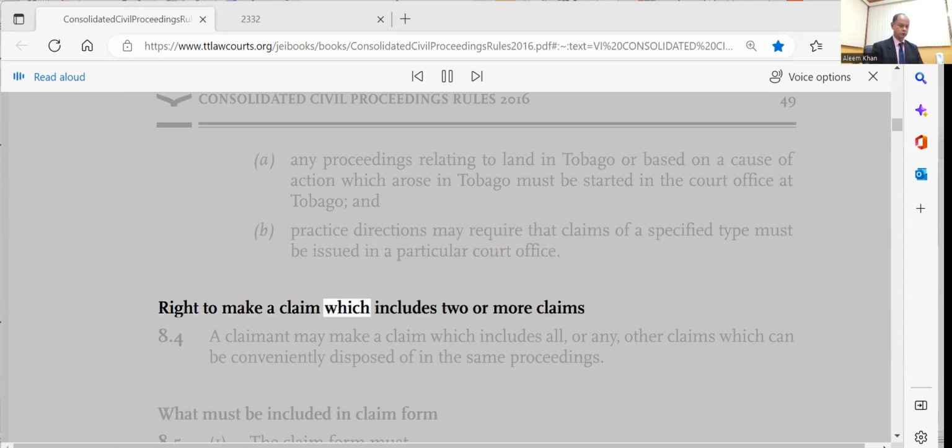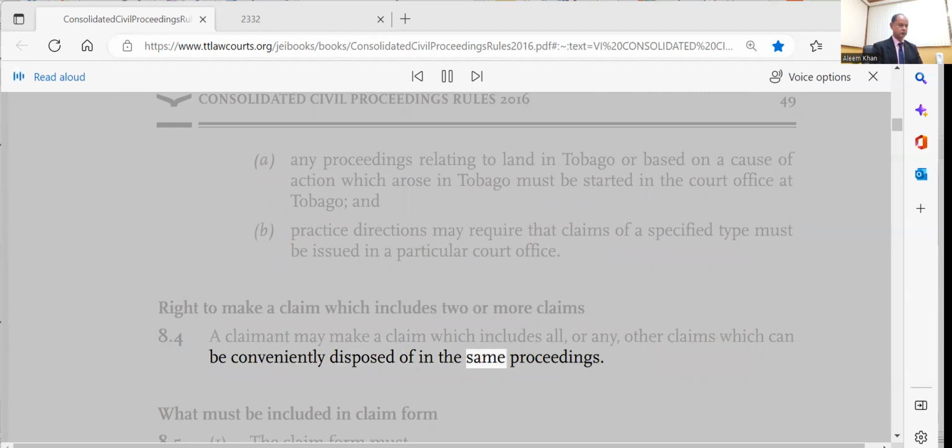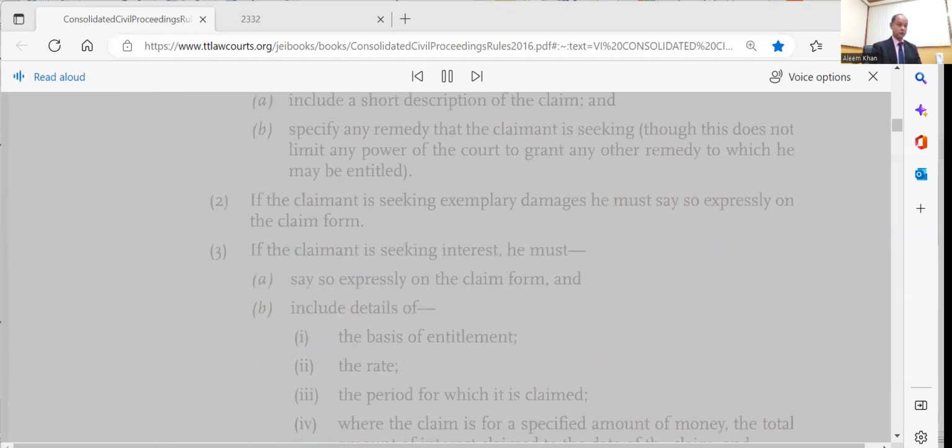Right to make a claim which includes 2 or more claims. 8.4. A claimant may make a claim which includes all, or any, other claims which can be conveniently disposed of in the same proceedings. What must be included in Claim Form 8.5? 1. The claim form must a. include a short description of the claim, and b. specify any remedy that the claimant is seeking, though this does not limit any power of the court to grant any other remedy to which he may be entitled.